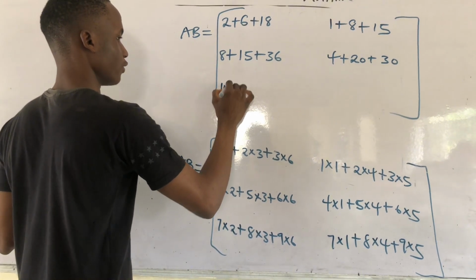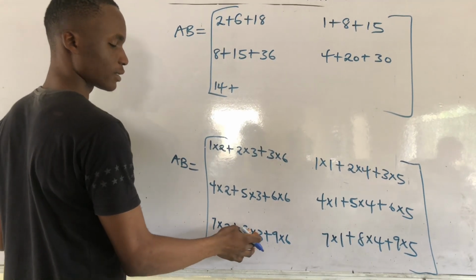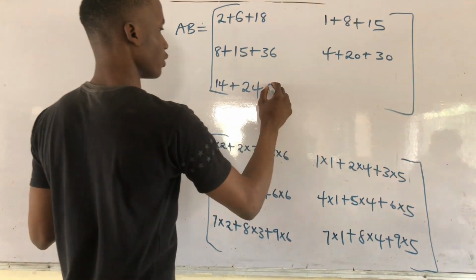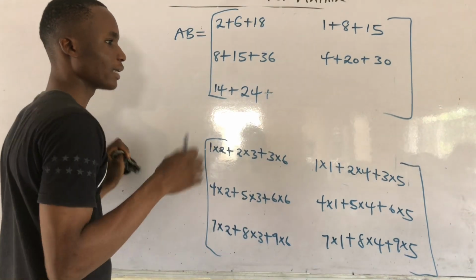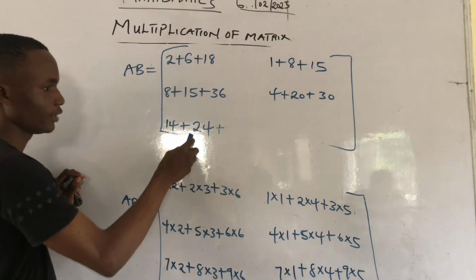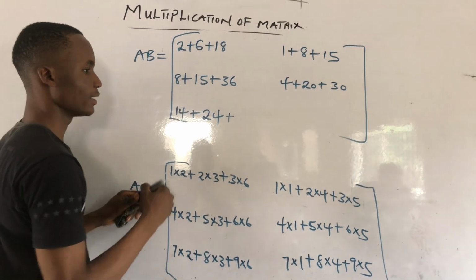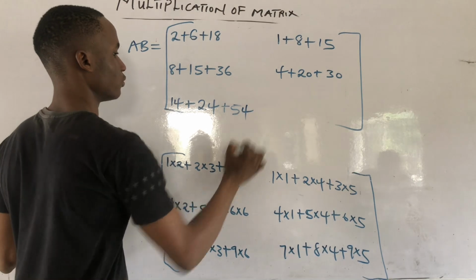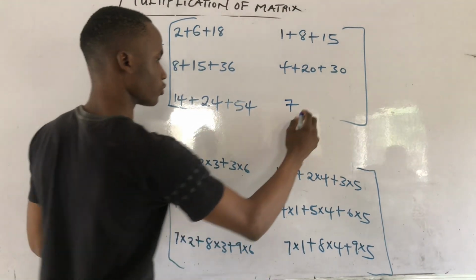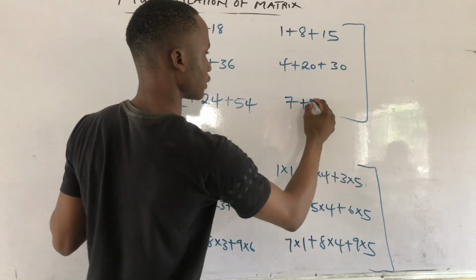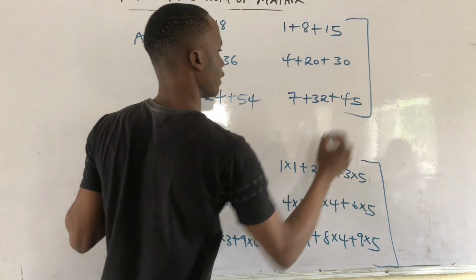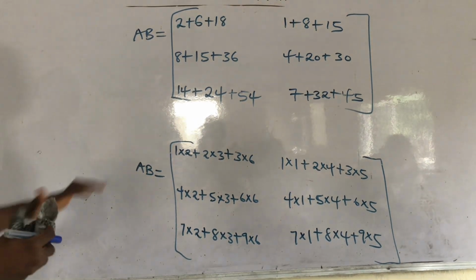7 times 2 is 14 plus 8 times 3. 8 times 3 is what? 24. Now let's go plus 9 times 6. Okay, so 8 times 3 is 24. 9 times 6 is 54. Then let's go. 7 times 1 is 7 plus 8 times 4 is 32 plus 9 times 5 is 45. Okay, so this is what we have as AB.